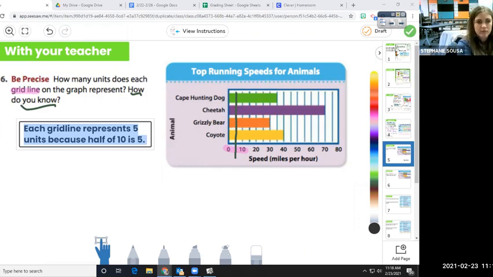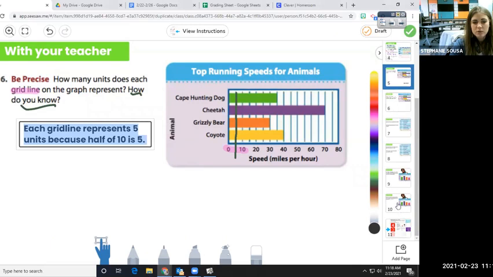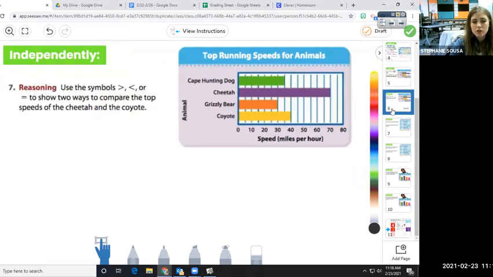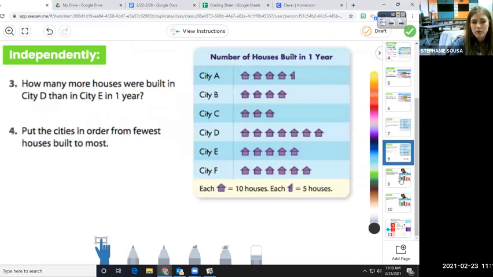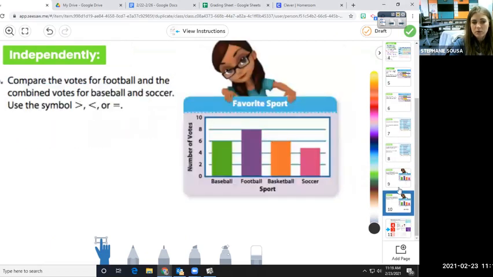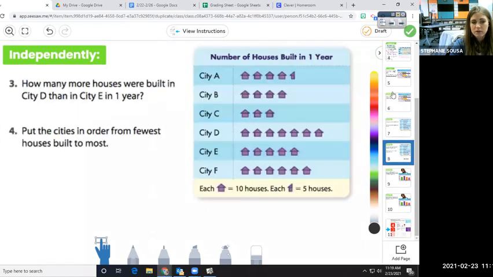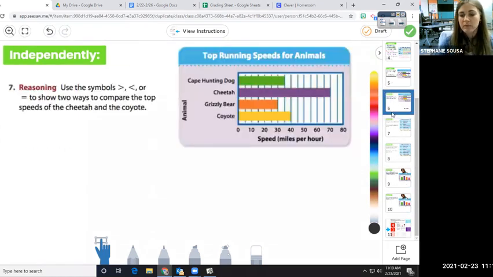Your independent work today is slides 6 through 10. You are going to look at the graphs. You are going to answer the questions. I want everybody to raise your right hand. I'm waiting on Camille. I'm waiting on Justin. I'm waiting on Aiden Hampton. Right hand raised.